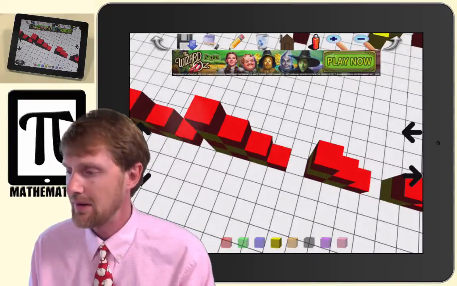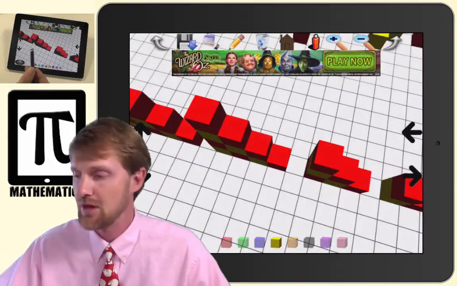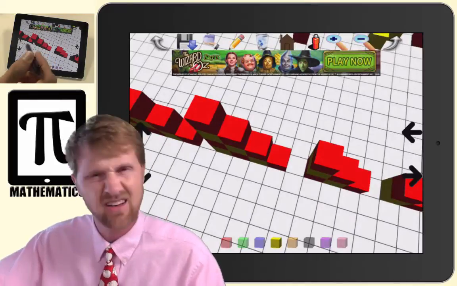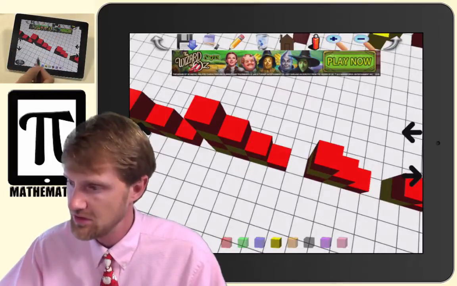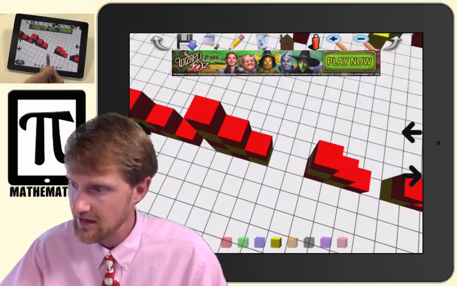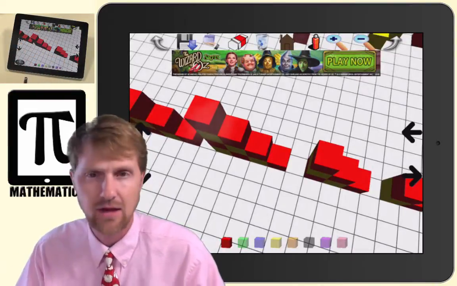Now I'm using an app here that you can build blocks on, and you can build them in this skyward view. I can take the eraser here and remove that block, and then I can use my pencil and put a red block right there.